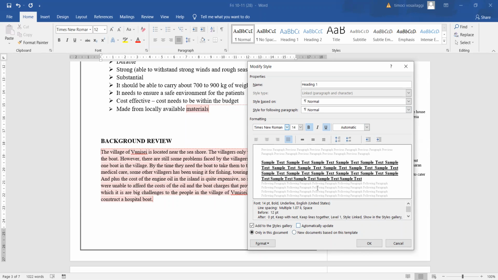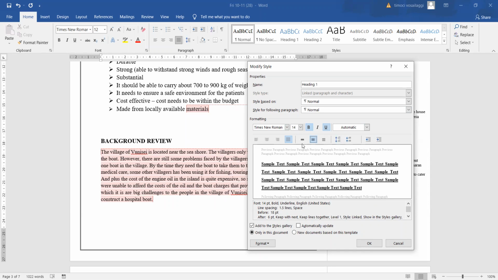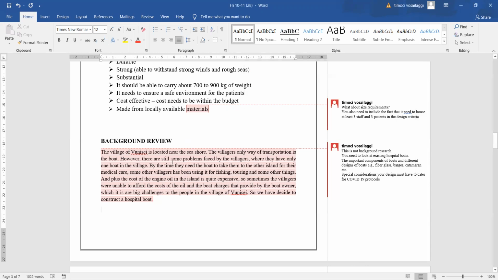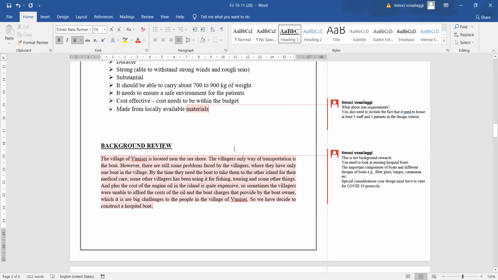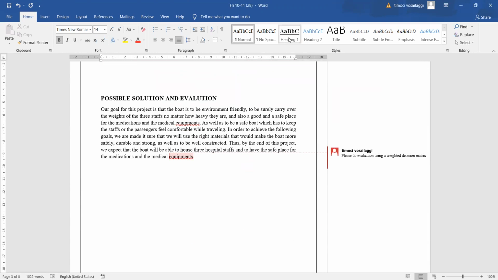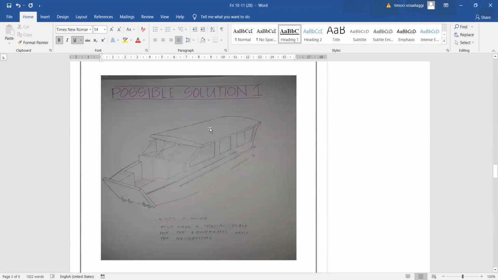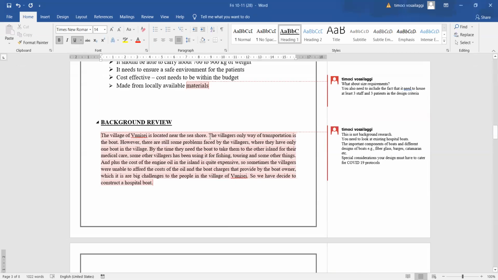You can set your paragraph spacing or your line spacing or your indent, all those kinds of things. Click OK. And we can set each one of these major titles to Heading 1.